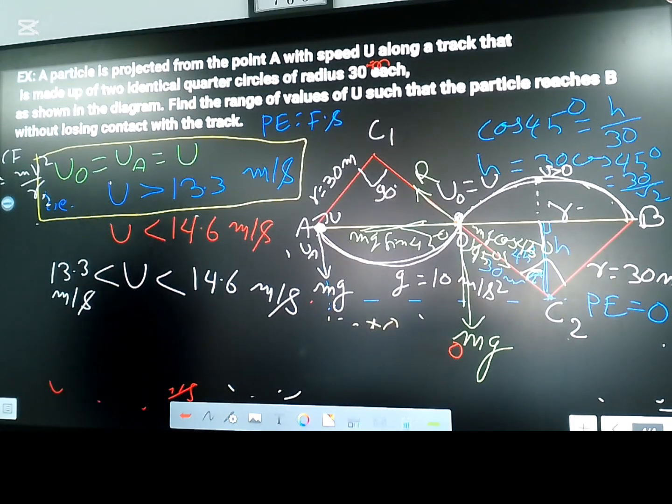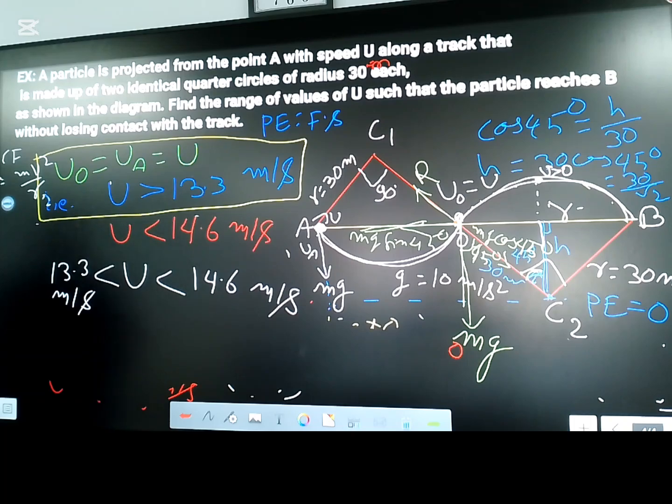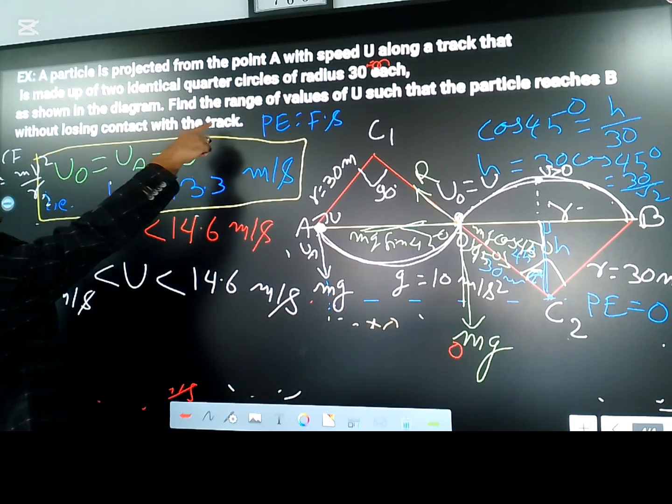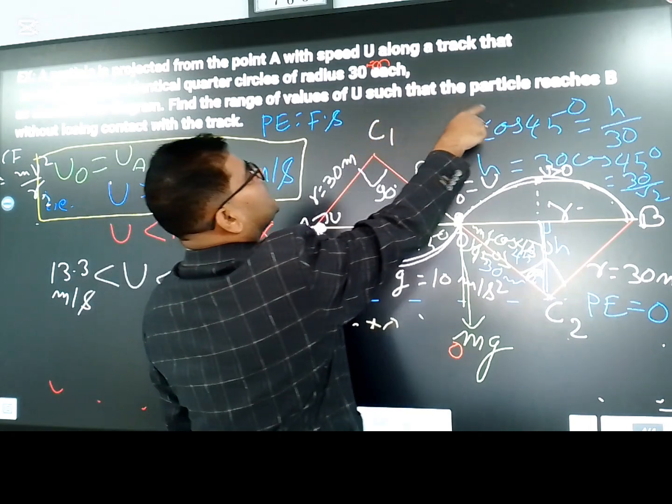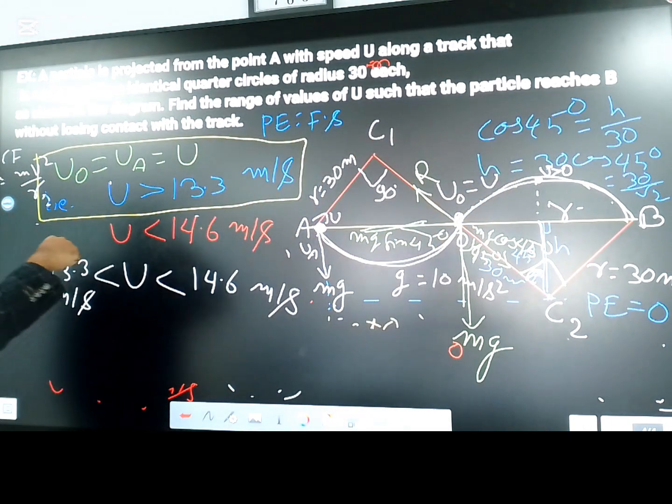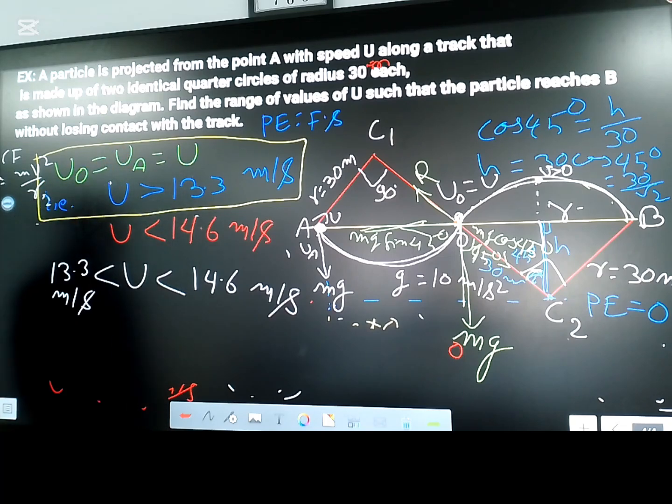So guys, I hope we answered this question, which says: find the range of values of u such that the particle reaches B without losing contact with the track.